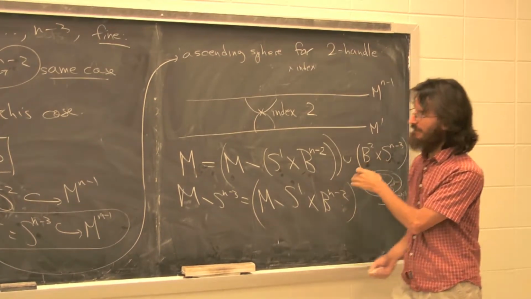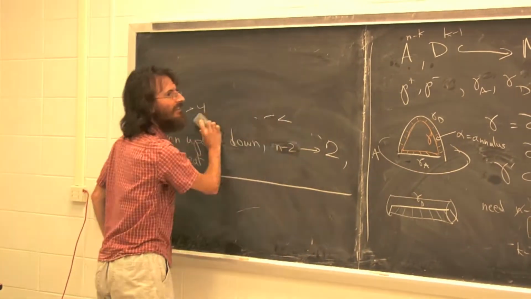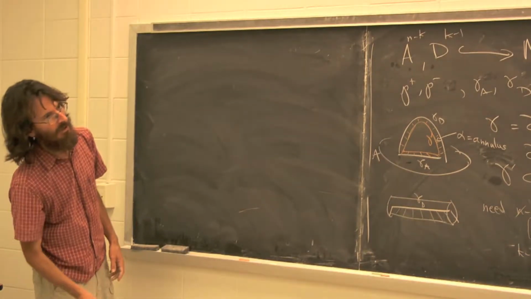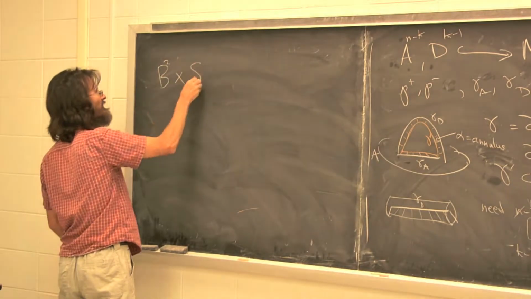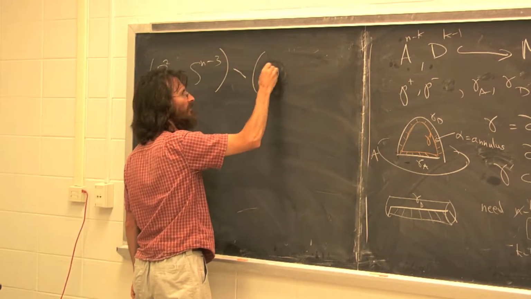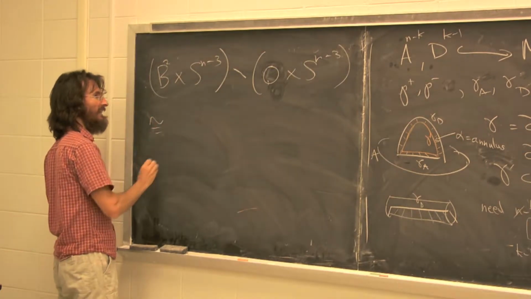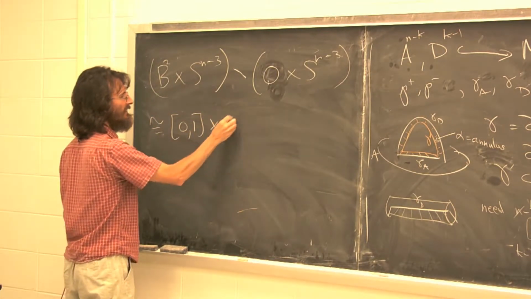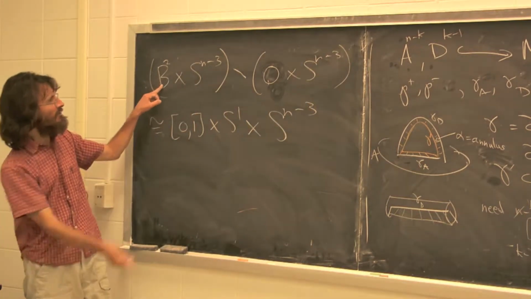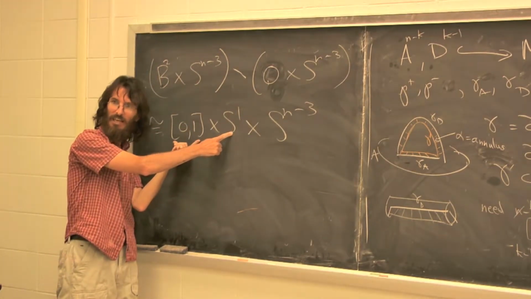Because, well, maybe I should say this to explain. So let me try to justify that claim. If you take, well, the real point is this: B2 cross S^(n-3) minus B2 cross {0} cross S^(n-3). What is that? That's diffeomorphic to an interval cross S1 cross S^(n-3), right? Because B2 minus 0, a ball minus a point, is an interval cross a circle, an annulus.